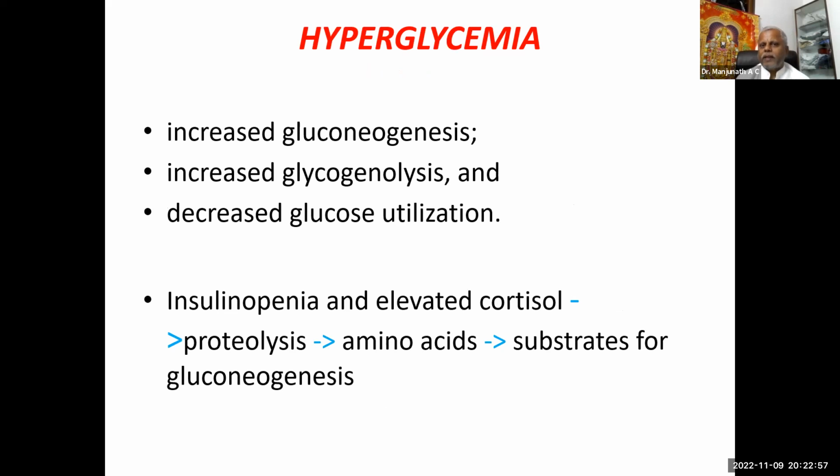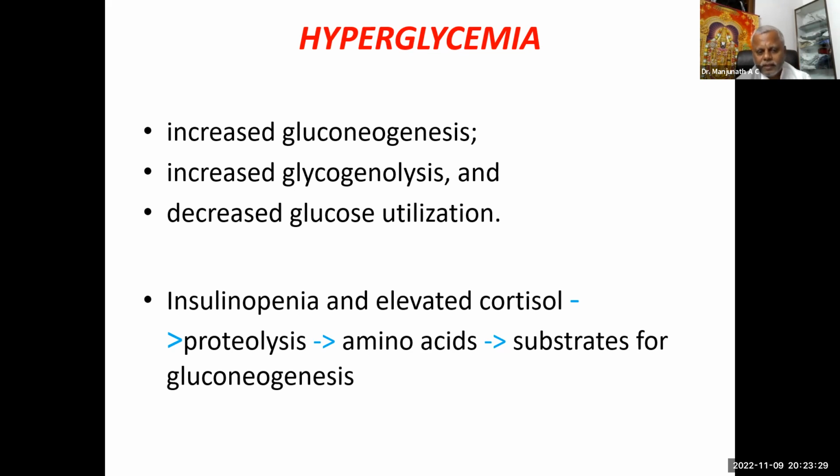So what causes hyperglycemia? There is increased gluconeogenesis. The production of glucose is increased, and glycogen is broken down, increased glycogenolysis, and decreased glucose utilization by peripheral tissues. So the production is more, and the glucose is not being utilized. This leads to increased blood level of glucose. The insulinopenia, or lack of insulin, can be absolute or relative. Most of the times in DKA, it is an absolute lack of insulin.